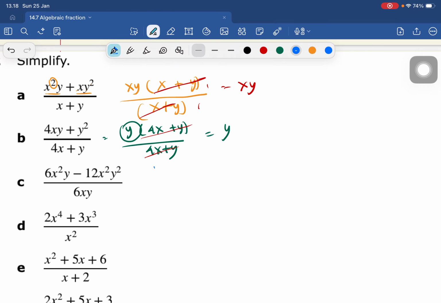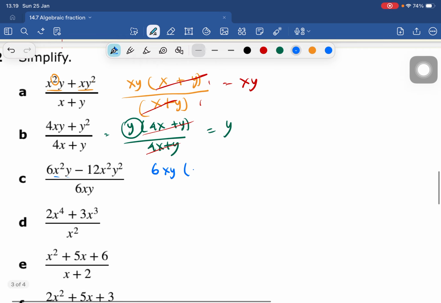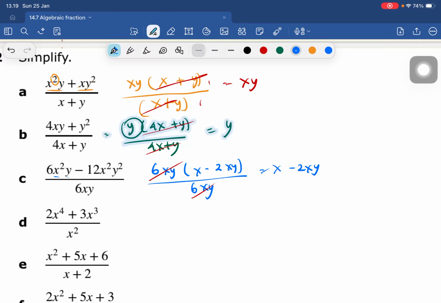Next here, how could we simplify it? Okay, take 6 out. And then we got x, y, both of them. Then here is going to be x, we minus 2xy divided by 6xy. Okay, we can simplify it since they are the same. So the answer is going to be x minus 2xy only.